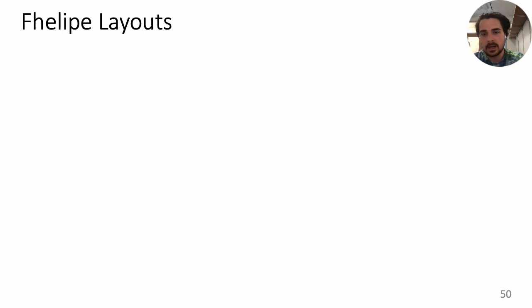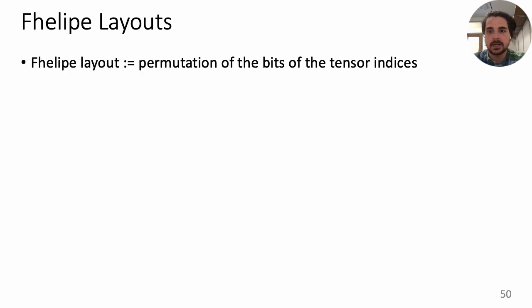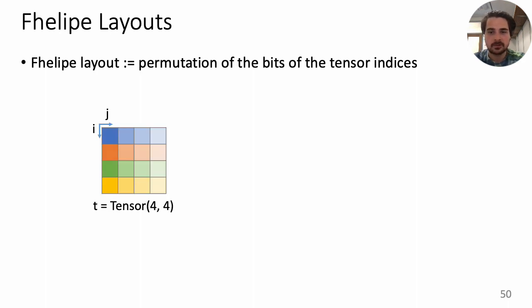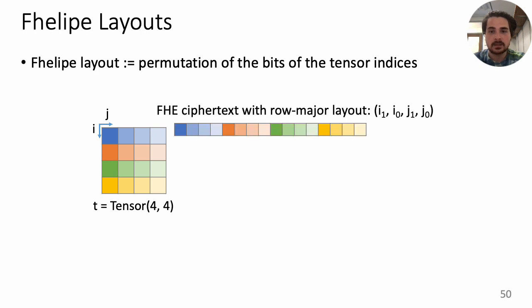In order to support a high-level tensor interface, Felipe must reason about how tensors are laid out into ciphertext vectors on its own. This is done using Felipe layouts. We define layouts in Felipe as a permutation of the index bits of the tensor. So what does that mean? Here's a 4 by 4 matrix with 2 dimensions, i and j. And this is the tensor laid out in row major order in a 16-element ciphertext. The layout string for a row major layout is i1, i0, j1, j0.